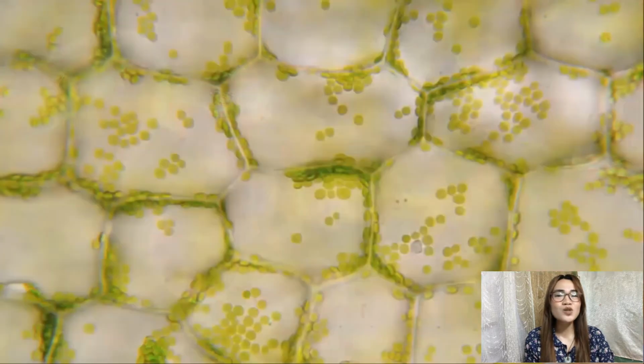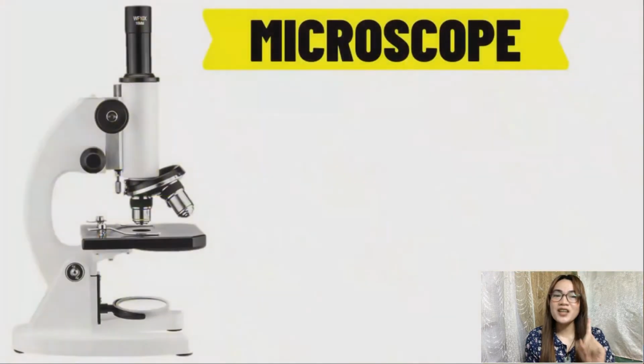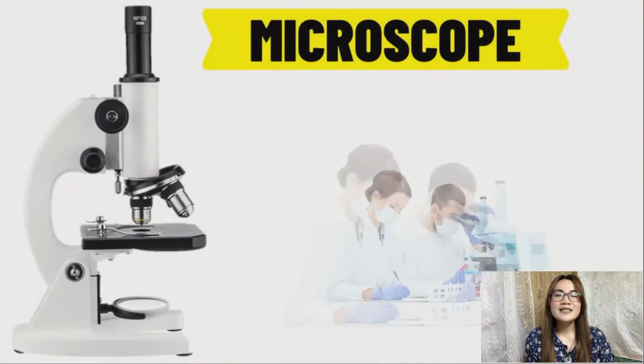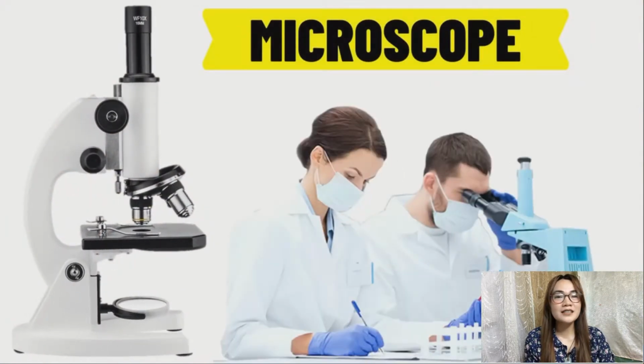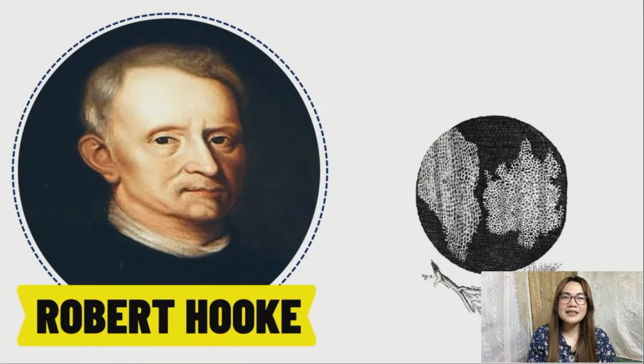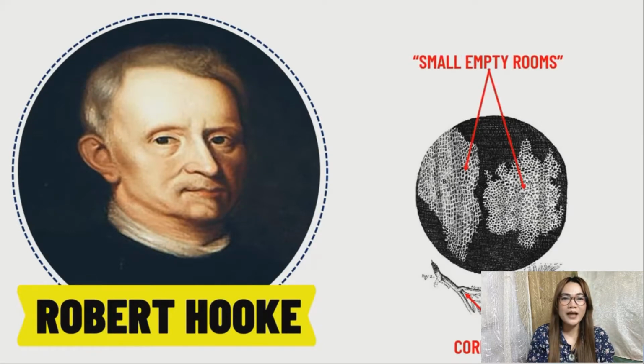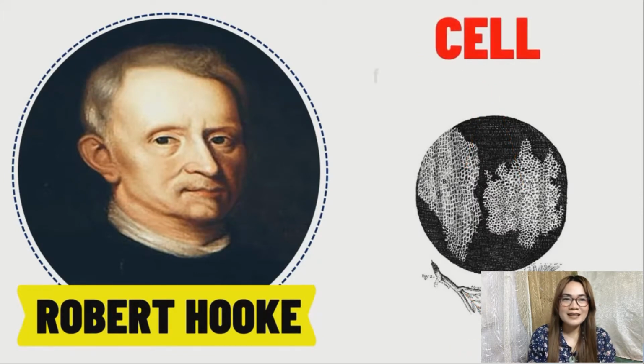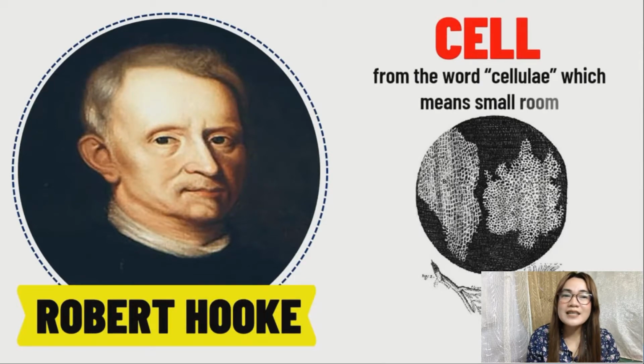Cells are too small to be seen by the naked eye, but thanks to the invention of microscopes, scientists were able to study them in detail. The first person to describe cells using a microscope was Robert Hooke. When he examined a very thin slice of cork, he noticed structures that looked like small empty rooms. It reminded him of small rooms found in a monastery. Thus, he named these structures cells, from the word cellulae, which means small rooms.